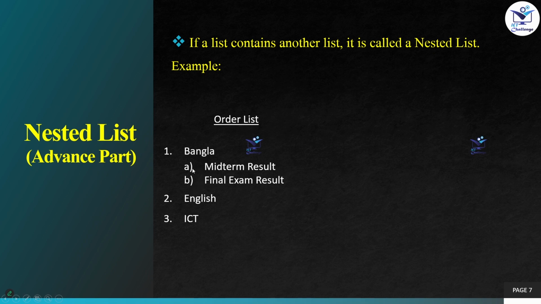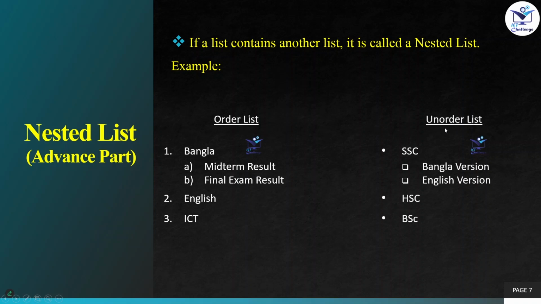So here A B is the list structure for this midterm result and final result, which is the part of this Bangla. So this is called the nested list. Again, if you want to see the unordered list, there SSC is the disk type, and the nested list, Bangla version and English version, is in a square type style. Okay, here is the nested list example. So you can have these types of questions in your exam. If the question paper looks harder than normal, then you have these kinds of questions.